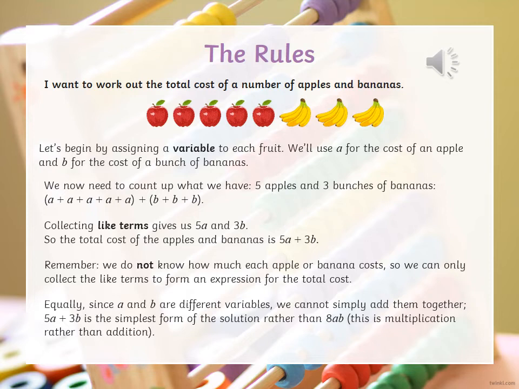Remember, we don't know how much each apple or banana costs. So we can only collect the like terms to form an expression for the total cost. Equally, since A and B are different variables, we cannot simply add them together. 5A plus 3B is the simplest form of the solution rather than 8AB. This is multiplication rather than addition.